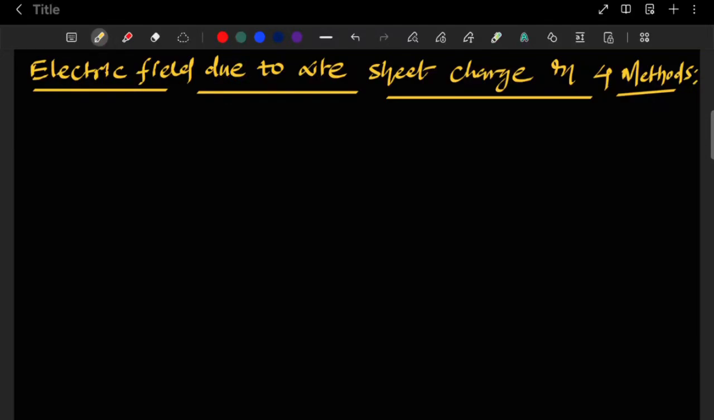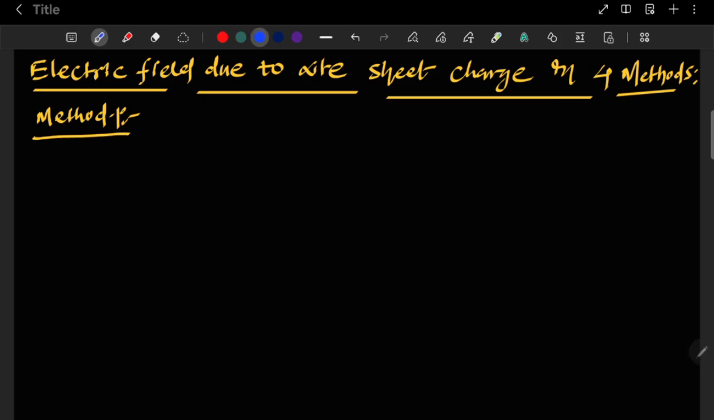In this video, we will see the derivation of the electric field due to infinite sheet charge in 4 different methods. Okay, so the first method is nothing but we will take the infinite sheet charge on the xy plane, and we will find the electric field at the observation point, which is on the z-axis.